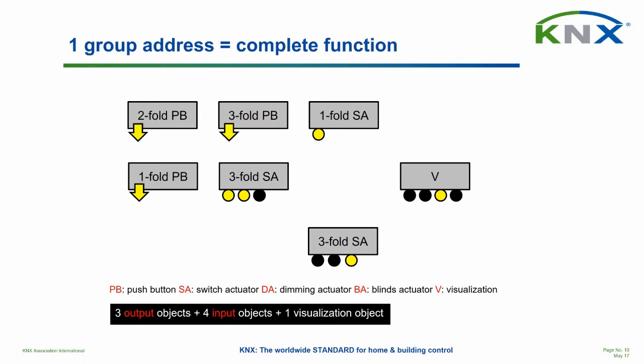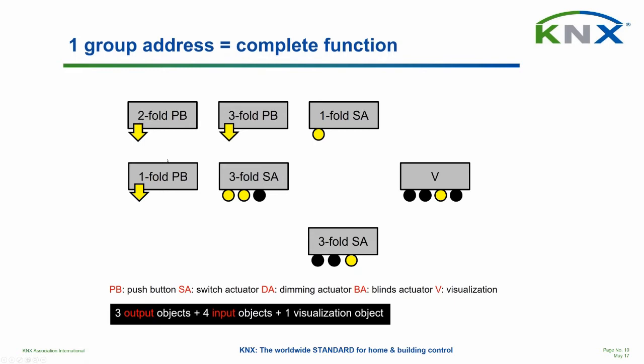3 output objects, so indeed the 3 objects from the push buttons, so from the 3 push buttons here, are indeed output objects. They will send telegrams to the bus. So therefore the arrow goes from the device to the bus.